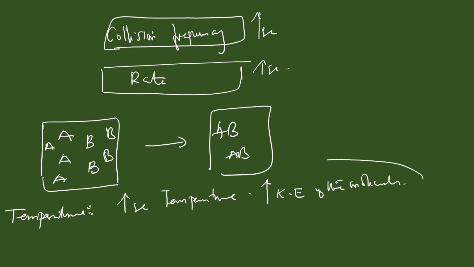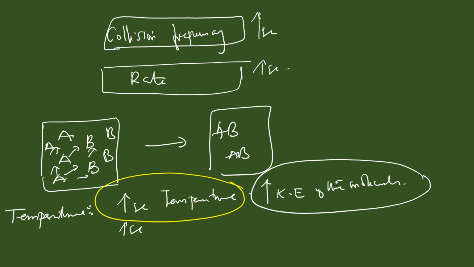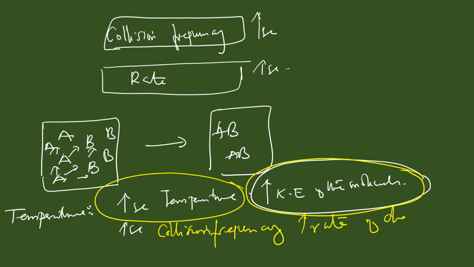Because you've increased the kinetic energy of the molecules, that is going to cause them to move very fast, and because they are moving so fast, you are going to increase the frequency of what? Collision. So when you increase temperature, you increase the kinetic energy of the molecules. The molecules gain energy, and that is going to lead to an increase in the collision frequency. And as collision frequency increases, you increase the rate of chemical reaction.